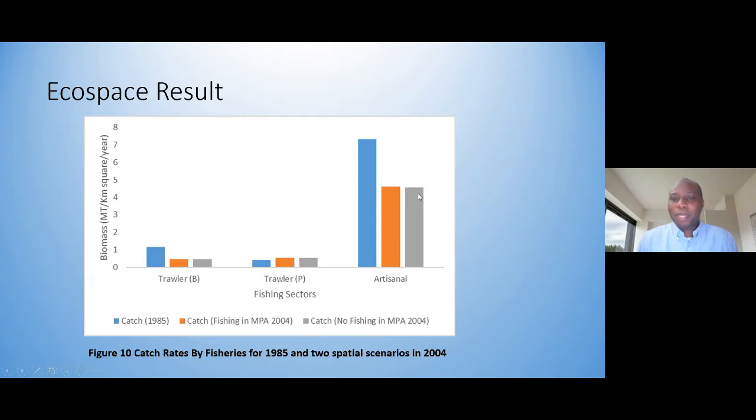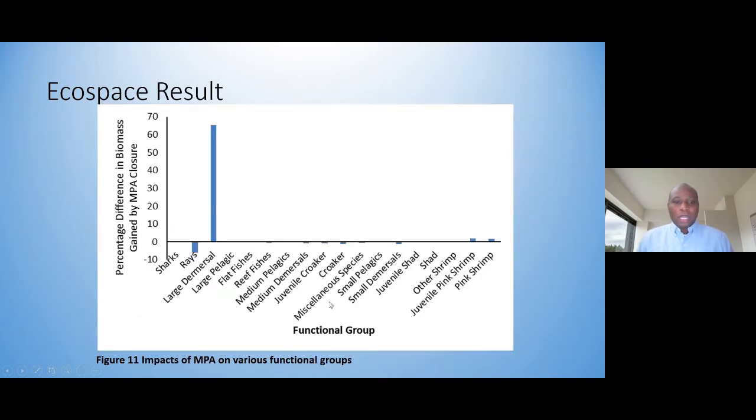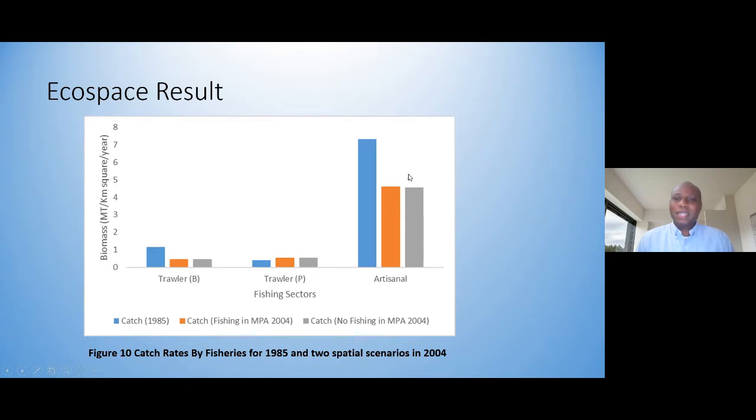They were catching maybe 2/3 of what they used to. So it means that that sector was kind of struggling by the turn of the century. Then the question that came to mind was, if you look at figure 10, there seems to be no difference in biomass caught by fishermen.